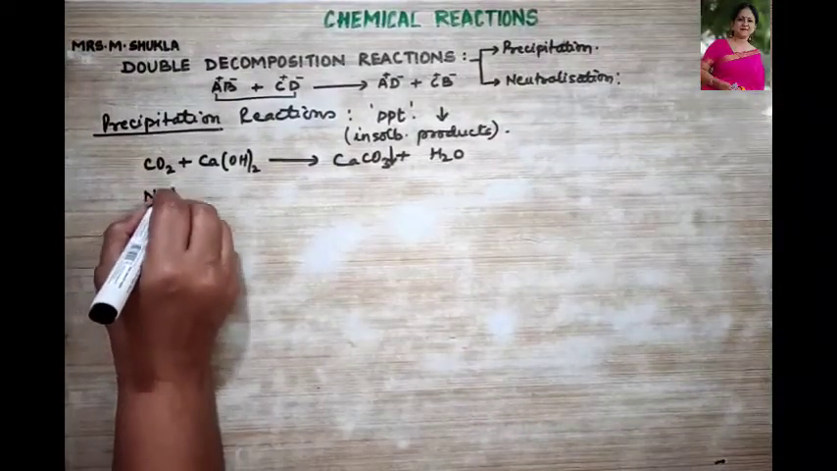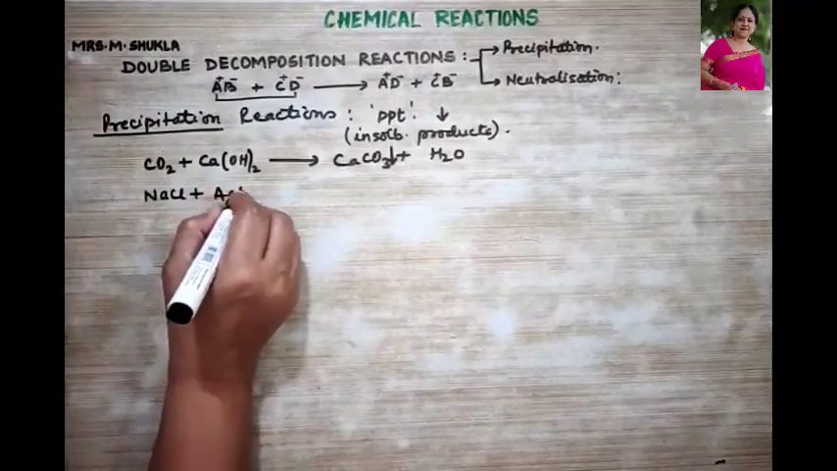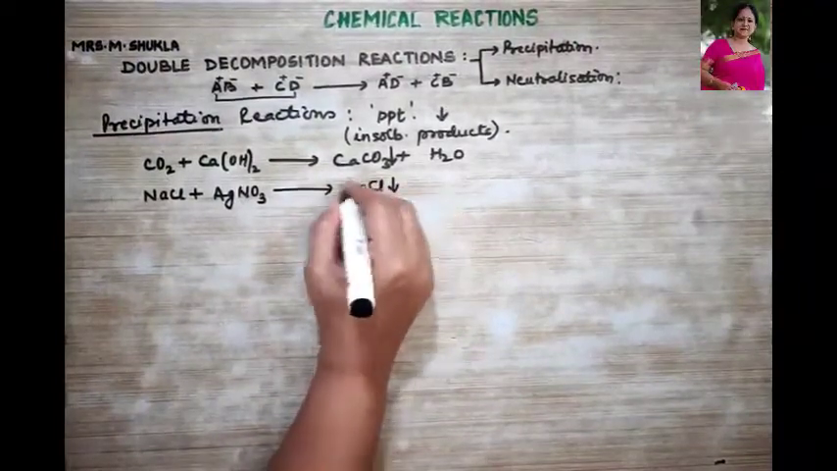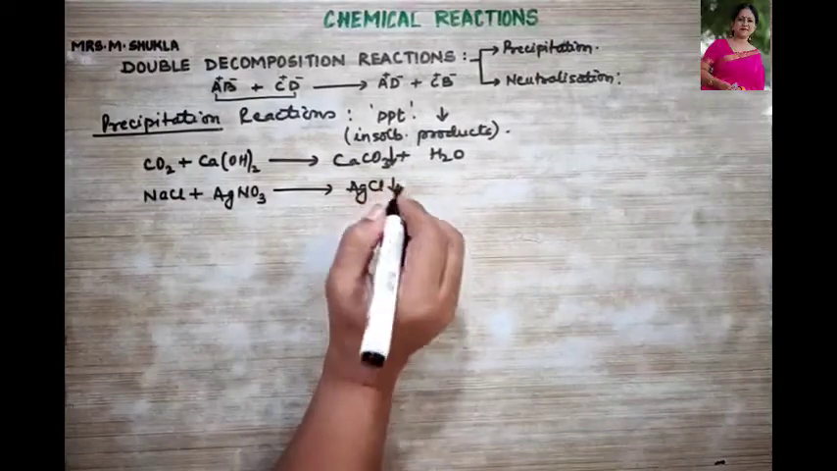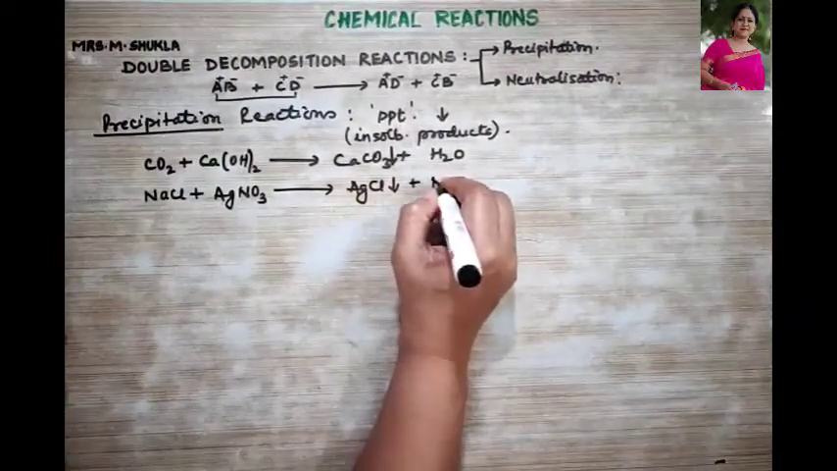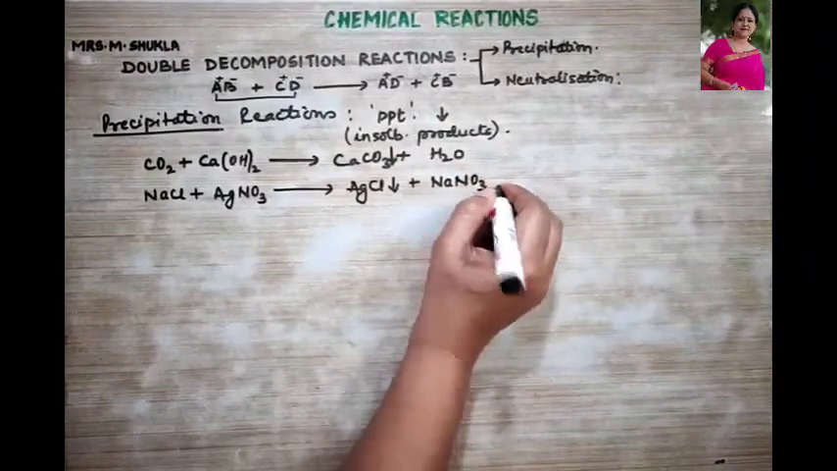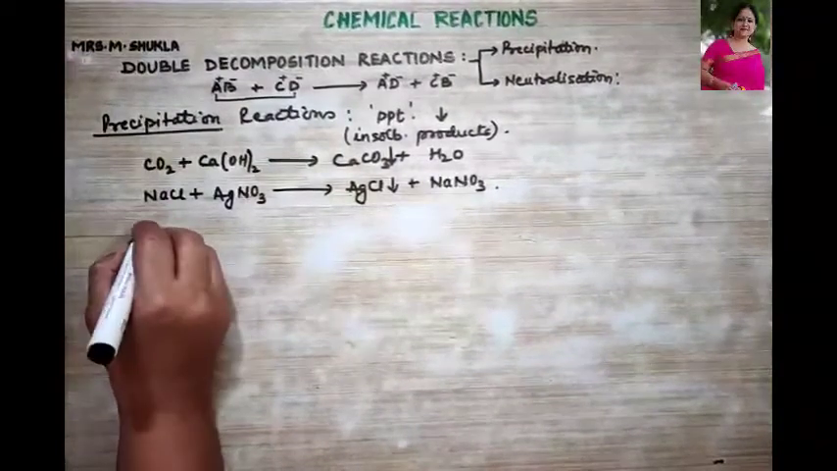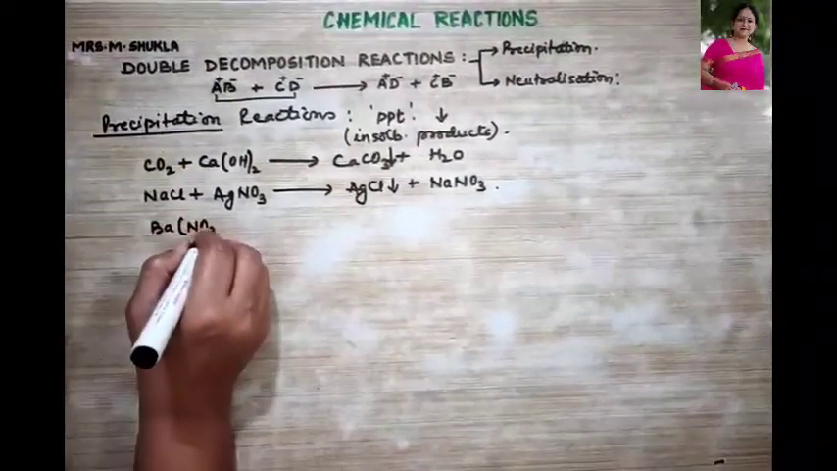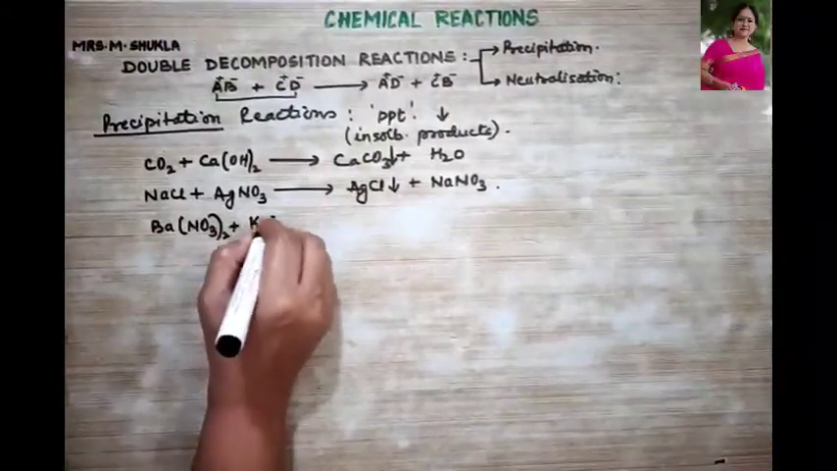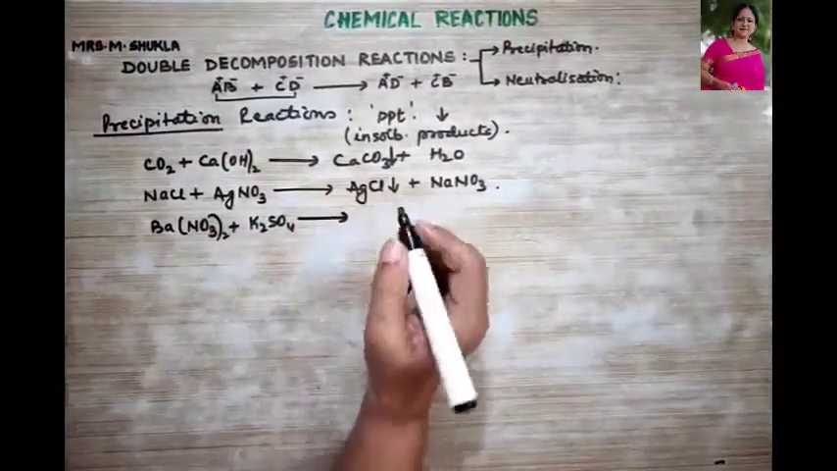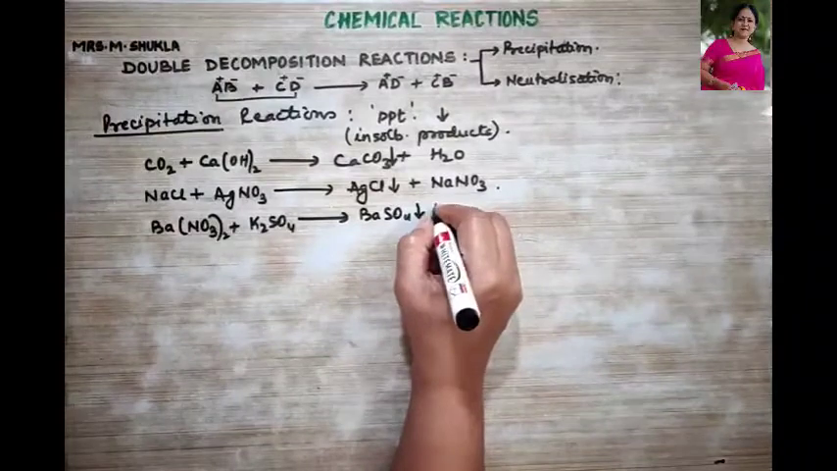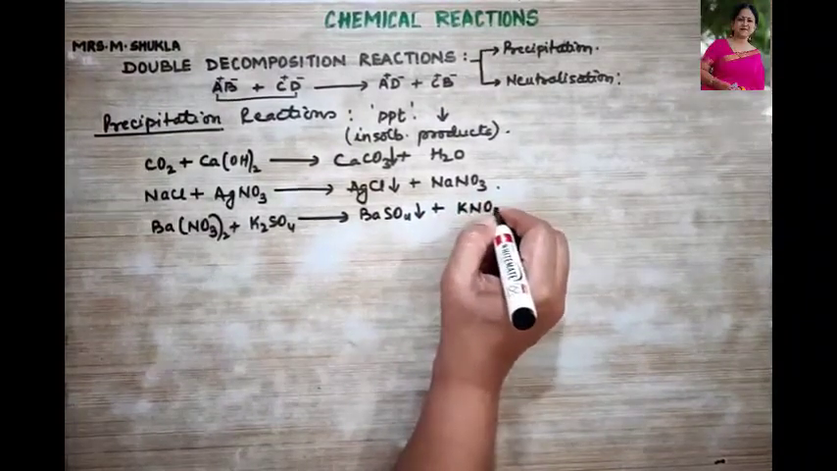Another example could be NaCl when treated with AgNO3. It is going to form a white curdy PPT of silver chloride, and colorless NaNO3 is formed. Some more examples: barium nitrate can combine with K2SO4 and it is going to give you a white PPT of BaSO4, plus KNO3 will be formed.